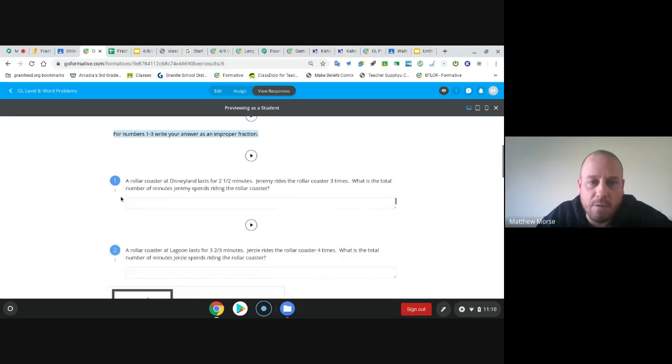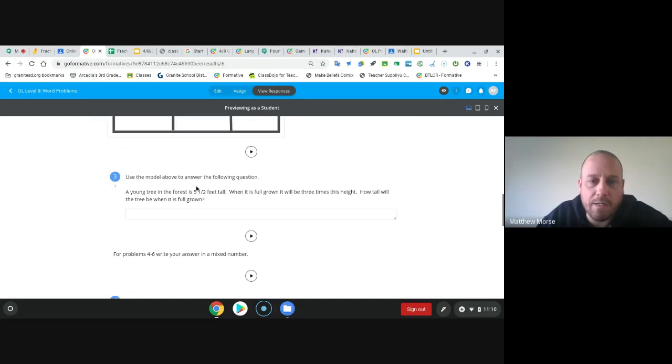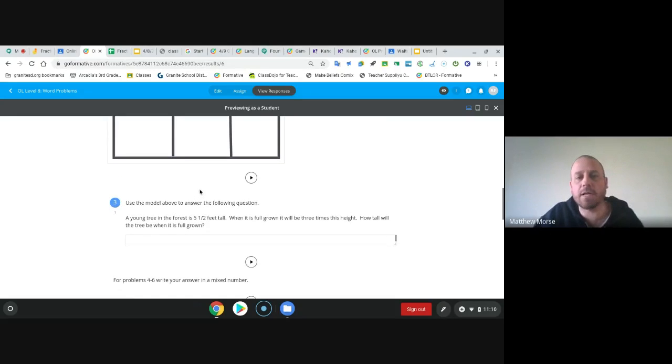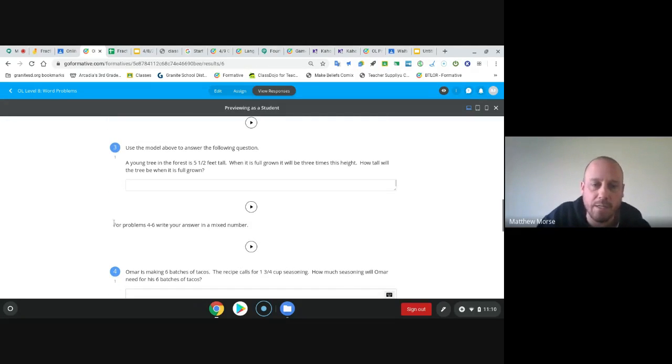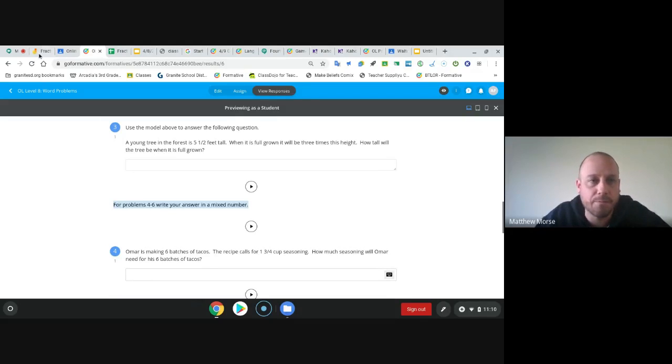So question this one, and this one, you got to type in improper fraction. And it looked like almost everybody got those correct. The problems were here. 4 through 6, write your answer in a mixed number. So let's practice a couple of those.